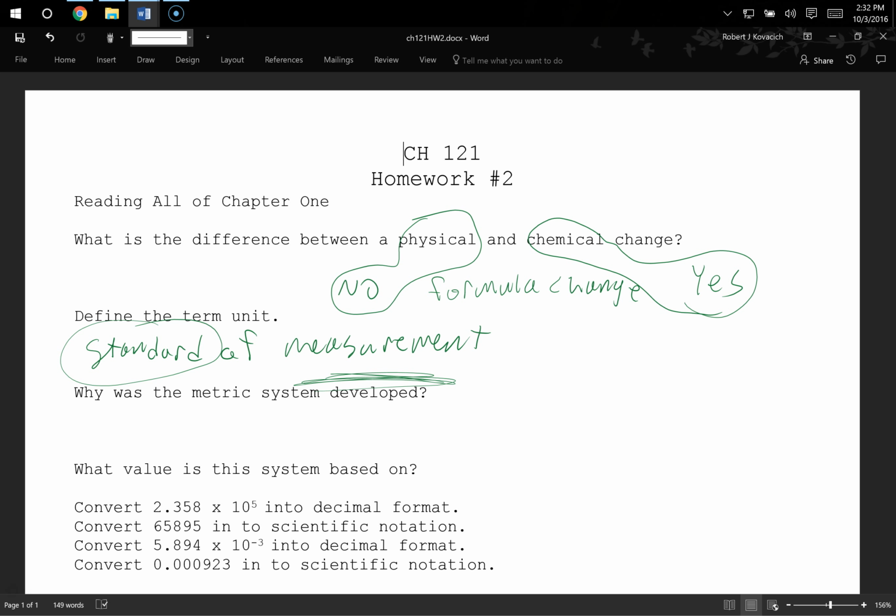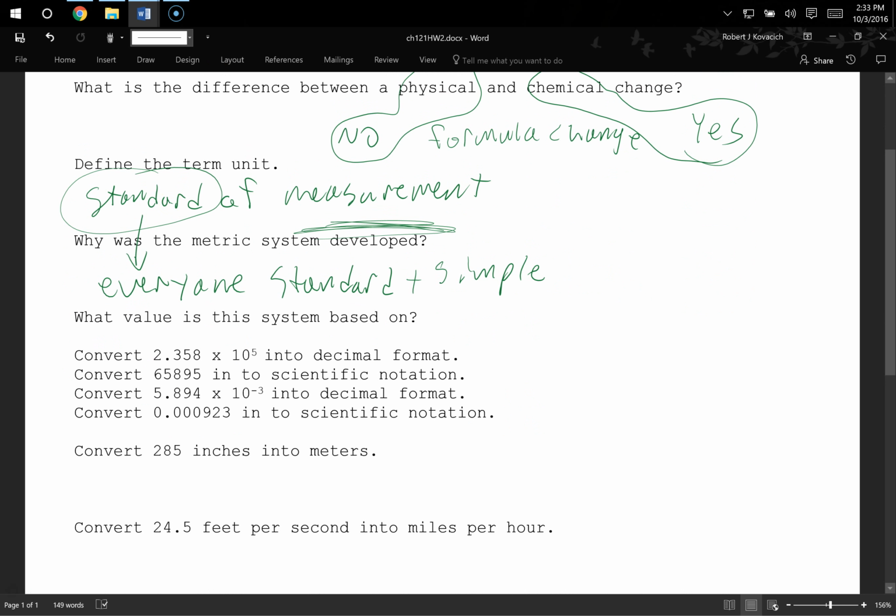Why was the metric system developed? I want to make everyone, except us, standard. So I want to standardize everything. And then what's the other part? Simple. If I'm going to start from scratch and make a new unit system, I'm not going to randomly pick numbers and say this is equal to that. I'm going to make it super easy. And the way they made it super easy is because they based the whole thing on powers of 10. So when I'm talking about things, it's 10 times bigger, 10 times smaller, 1,000 times bigger, 1,000 times smaller.